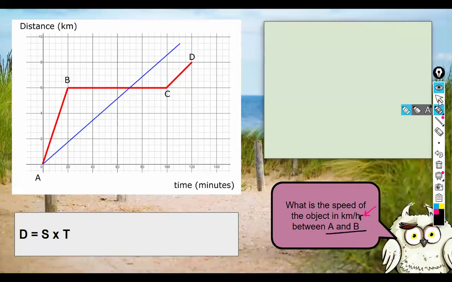Between A and B. Now, this is my advice, guys. My advice is the y-axis is already in kilometers. So that is good news. But the x-axis is in what? Minutes. It might be worth your time before you start the question to convert all the minutes to what? Hours, or at least the values that you plan to use.